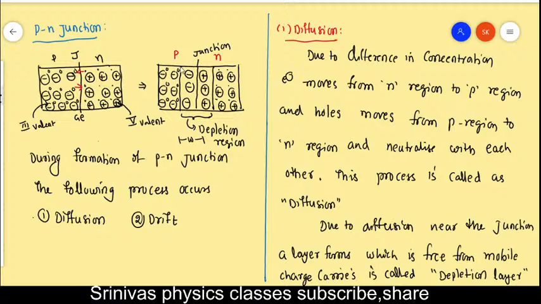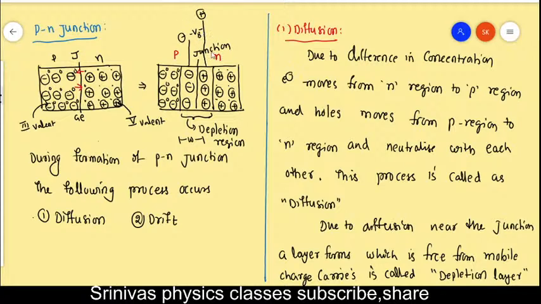Next, I am going to give one point. Here there is a charge across the junction. This side is completely negative, and this side is completely positively charged. Then there is some potential difference across the depletion layer, because one side is negative and the other is positive. That potential difference across the junction in the depletion layer is called the potential barrier.